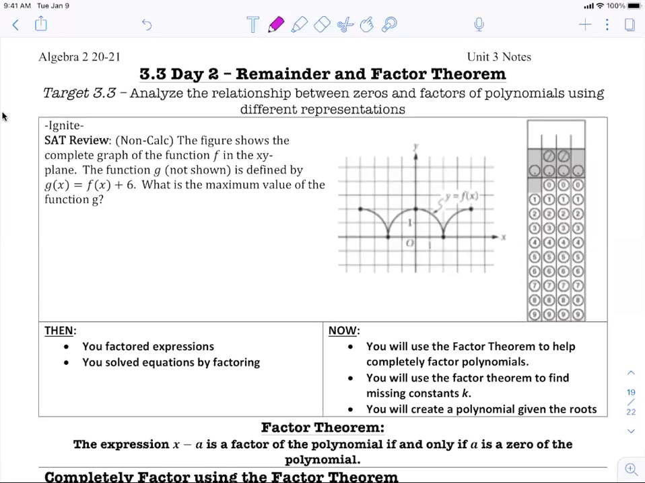Hello, everyone. Today is actually the last day of Unit 3, and we're going to be talking about the remainder theorem, or the remainder and the factor theorem. So as always, you guys know the drill. Pause your video now, and I would love it if you would try that ignite at the top of the page.